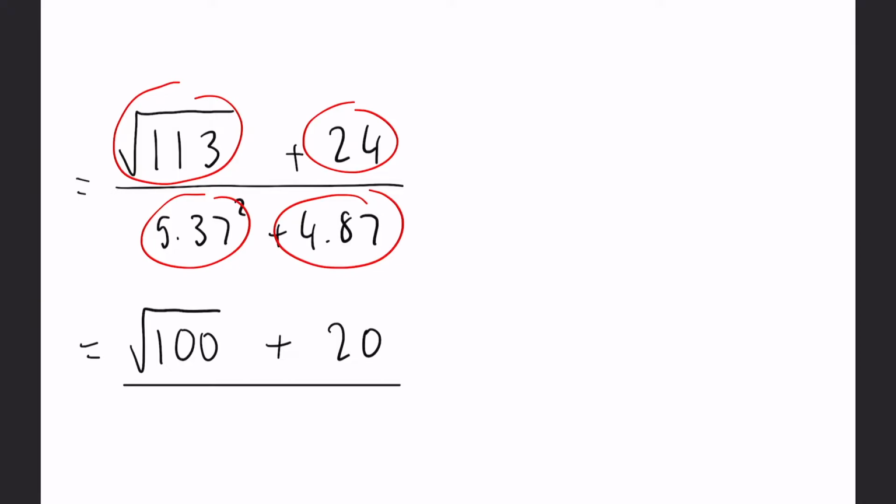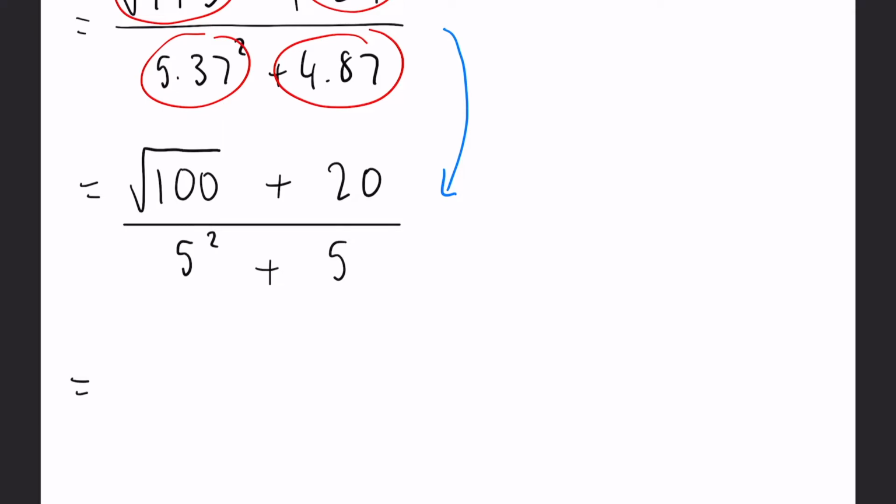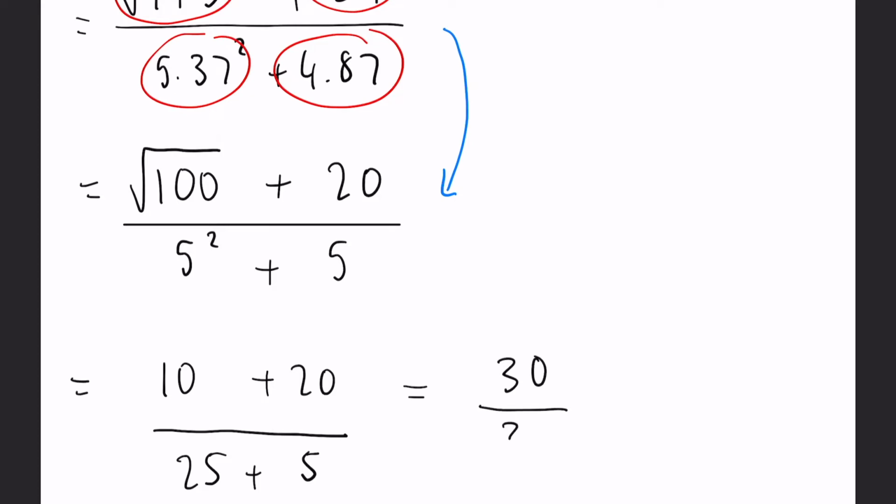5.37 squared, well 5.37 can become 5 and we square that, and 4.87 again becomes 5. So you can see going from this step to this step makes it look a lot more friendly. So now we have to work it out. So the square root of 100, we know that is 10, add 20, and then 5 squared is 25, add 5 to that. So 10 plus 20 makes 30, 25 plus 5, and overall we get 1.